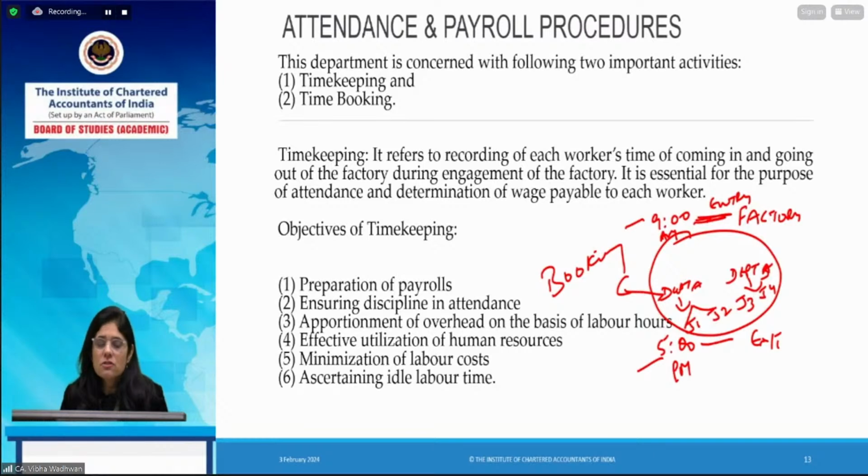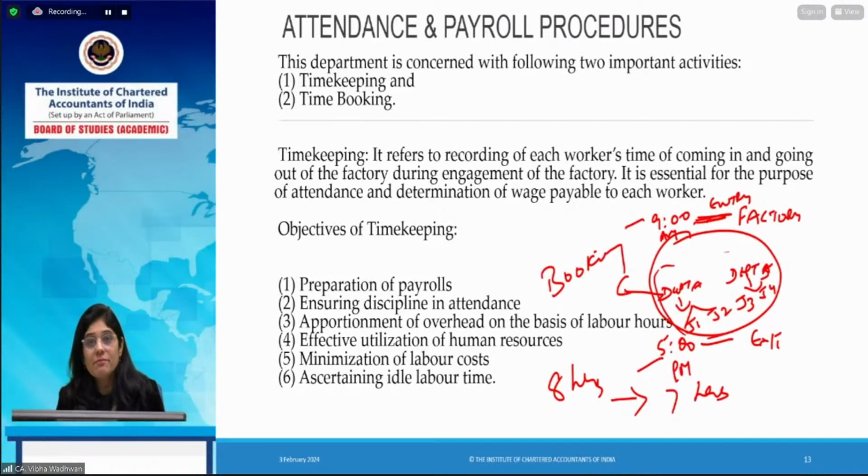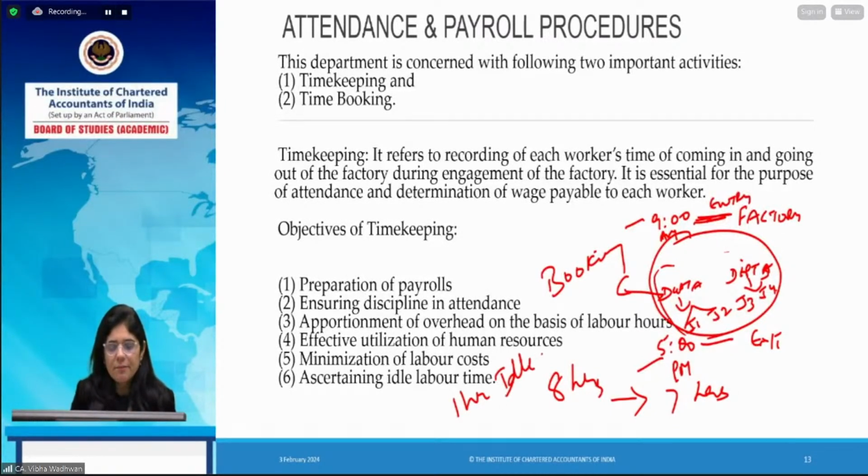So let us say he's there for 8 hours, but he has worked only for 7 hours. According to the time booking department, he has actually worked in this department on these jobs for a total of 7 hours. That means 1 hour is idle time. He has not worked. He will be paid for 8 hours, but he has worked only for 7 hours. So let us say if we give 30 minutes for lunch break and 10 minutes for tea break also, still he is using around 20 minutes as abnormal idle time. So this is how labor cost control can be done. Clear? To improve the efficiency of the worker.